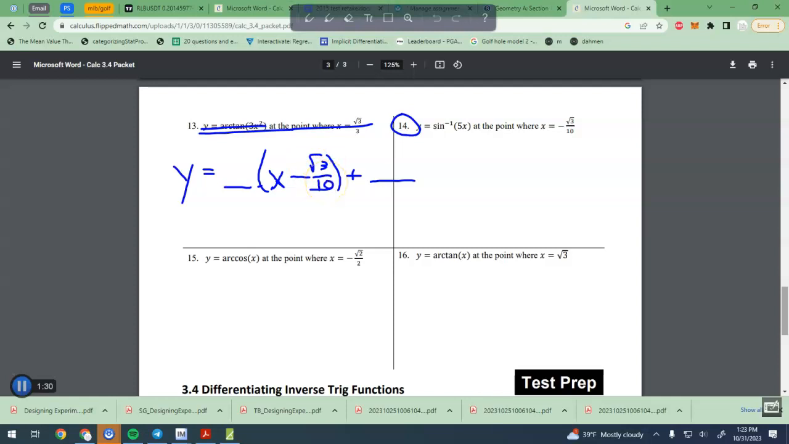Why wouldn't it be that? So I've got to find y first. So I've got to plug into there. So I'm going to do sine inverse of 5 root 3 over 10, which looks like it's garbage until you realize that's like 1/2. So it's really the square root of 3 over 2. So I want to find out where sine has a value of root 3 over 2.